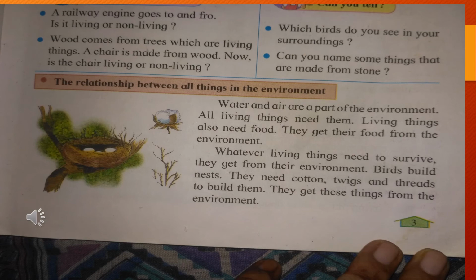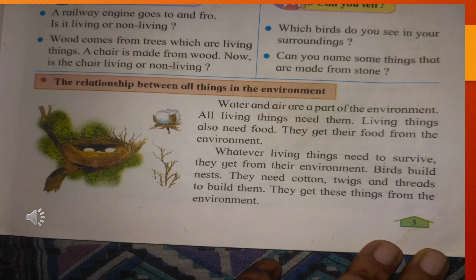Now the relationship between all things in the environment. Water and air are a part of the environment. All living things need them. Living things also need food. They get their food from the environment. Whatever living things need to survive, they get from their environment. Birds build nests. They need cotton, twigs and threads to build them. They get these things from the environment.